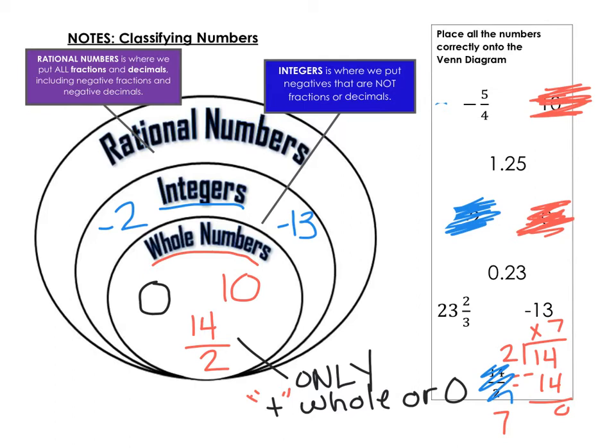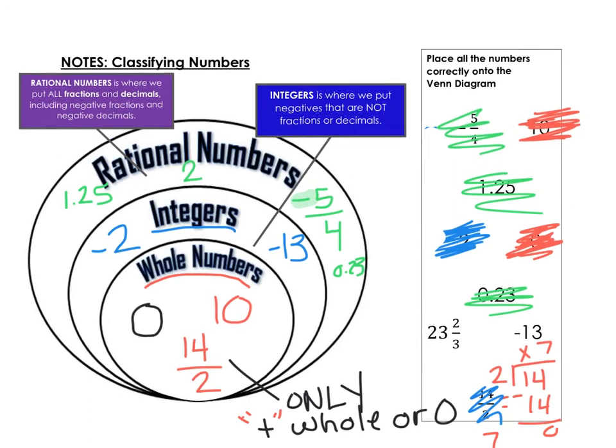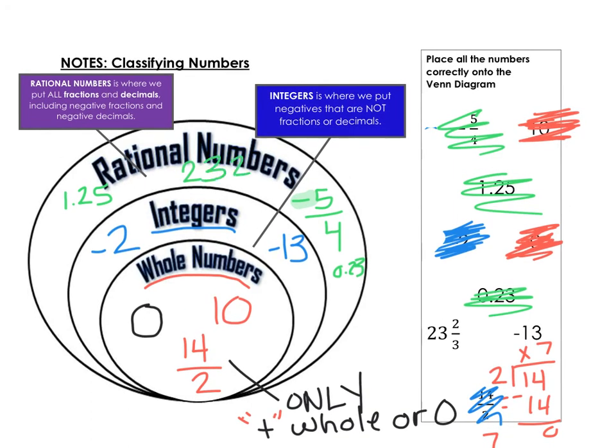Remember, these are where your ugly numbers go. So let me put -5/4. 1.25 goes in here. 0.23 goes in here. 23 and 2/3 goes in here. Oh, and we already put -13 in.